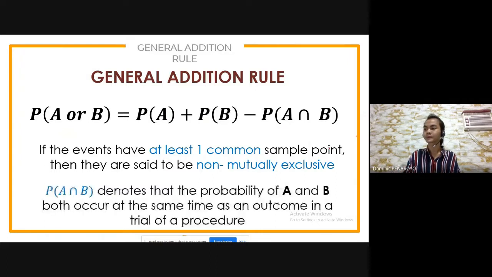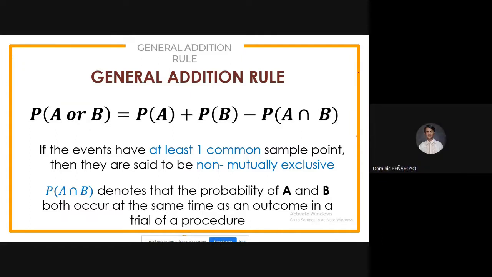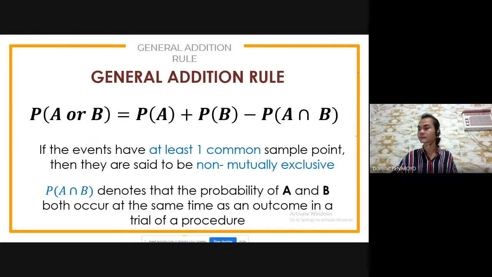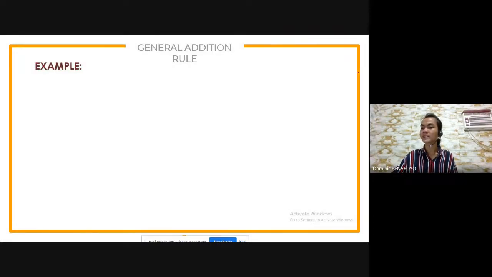Okay? So this notation here denotes that the probability of A and B both occur at the same time as an outcome in a trial or procedure. So, ito yung common element sa A and B. So, ima-minus natin siya. Okay? Alright, so let's proceed. So, let's have an example.